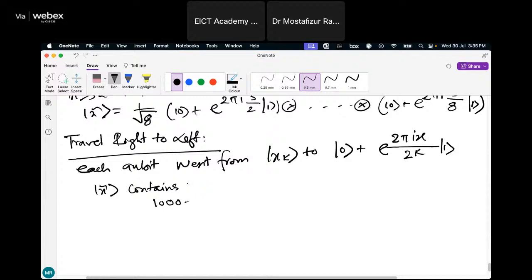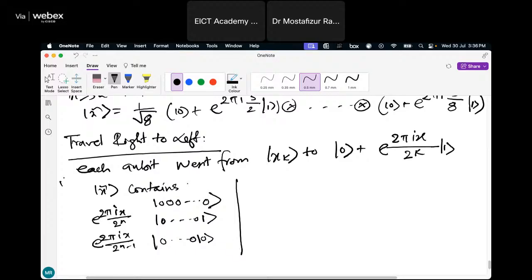So the first case: if all are zero qubits, there is no phase. If the last qubit is only 1, the phase factor is e to the power 2 pi i x by 2 to the power n. If the second last qubit is 1 but the last qubit is 0, then the phase factor is e to the power 2 pi i x by 2 to the power n minus 1. This is one thing we can see from right to left.